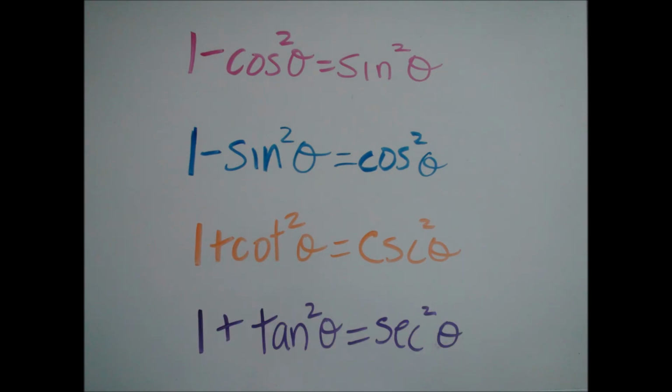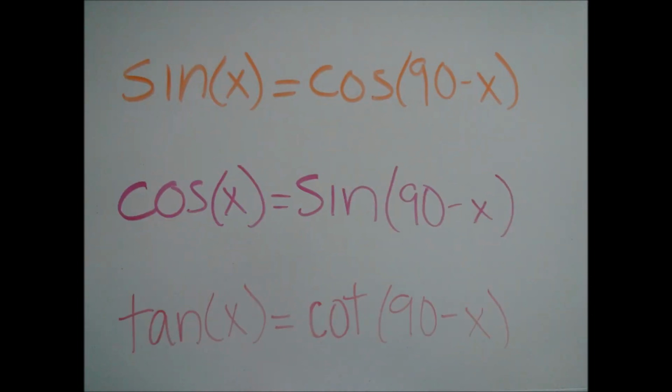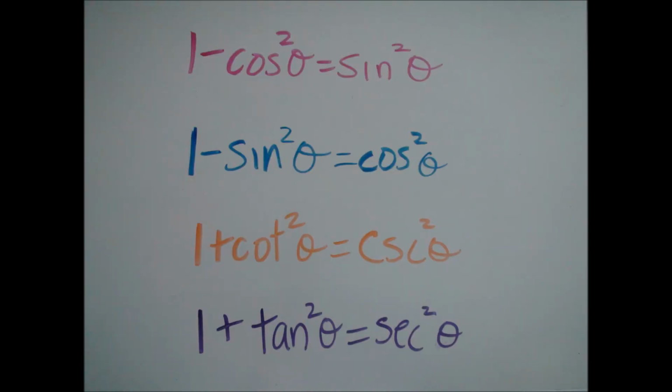Last but certainly not least, we have the cofunction identities, which gives the value of the cofunction of the complement of the angles. Try saying that 10 times fast. But trust me, it's not as complicated as it sounds. All of these identities can be used to solve many problems involving trigonometry.